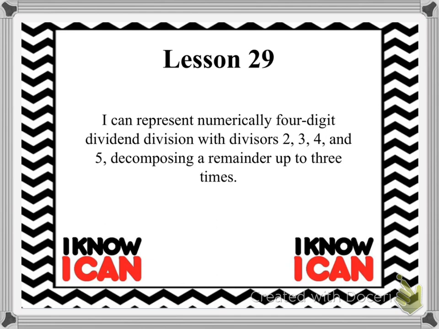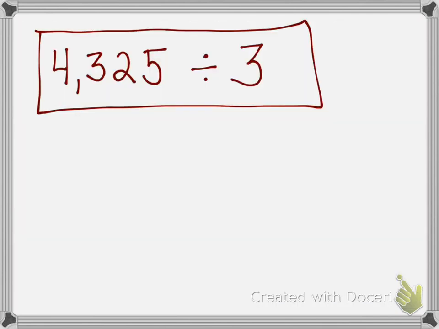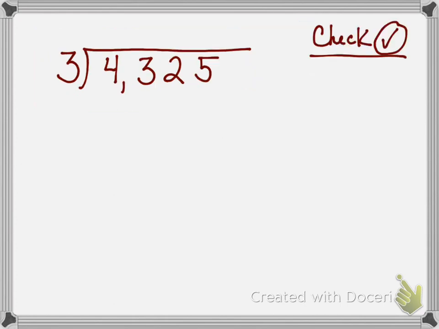I can represent numerically 4-digit dividend division with divisors 2, 3, 4, and 5. Decomposing a remainder up to 3 times. So we're going to look at this one tonight, 4,325 divided by 3. And we are going to do this by doing the long division and making sure that we're checking.